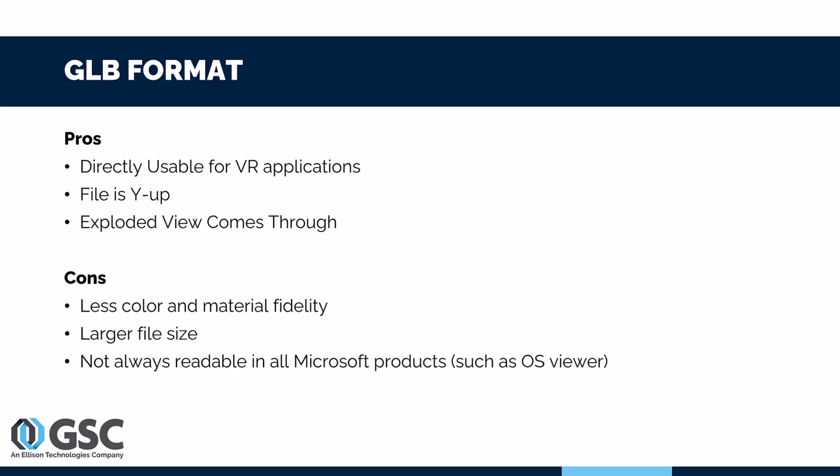So if you want to carry an exploded model out to your PowerPoint, even though you have less color material fidelity, a much bigger file size, and the file itself may or may not actually come up in other Microsoft products like the viewer, if you want to carry that exploded view, you're going to need to use the GLB format. Otherwise, if you're not going to do that, I recommend just starting with the 3MF file and use it that way.